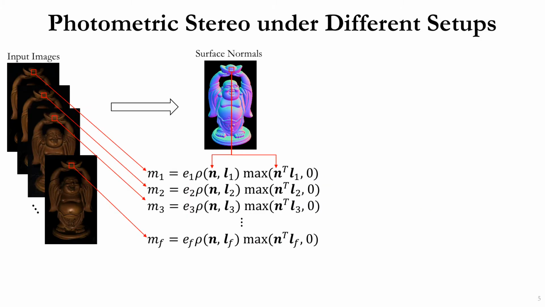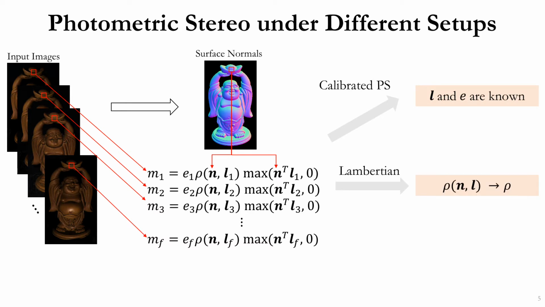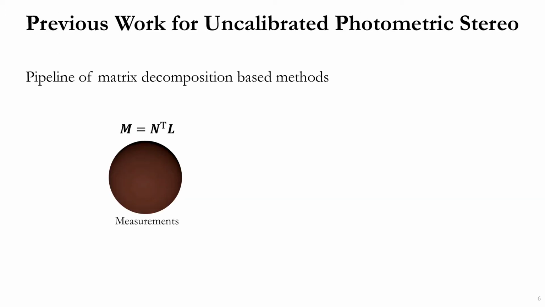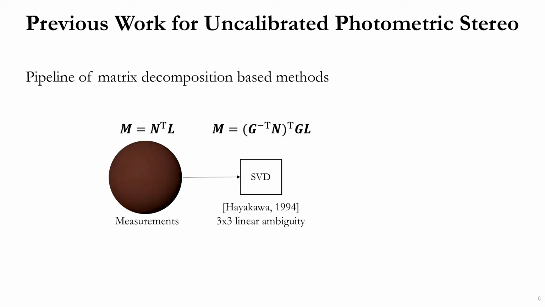To solve for the surface normals, previous methods often assume the light directions and intensities to be known, or a Lambertian reflectance model, where the BRDF degenerates to a scalar. In this work, we consider the more challenging problem of uncalibrated photometric stereo for non-Lambertian surface. Most of the existing methods are based on the matrix decomposition technique. They first apply SVD to decompose the measurement matrix to a pseudo-surface matrix and a pseudo-lighting matrix.